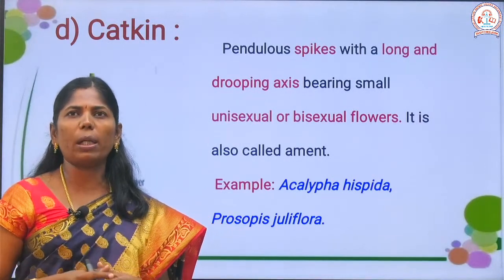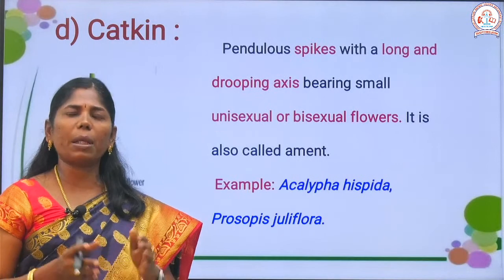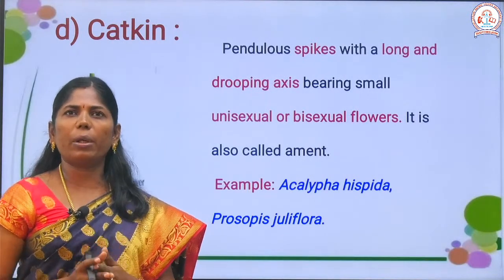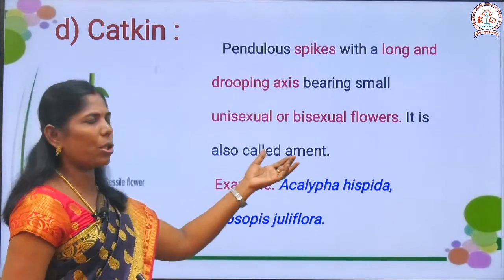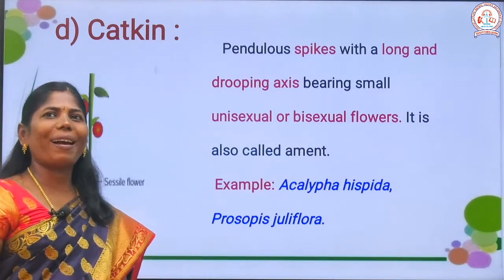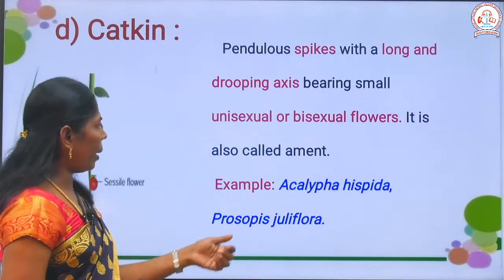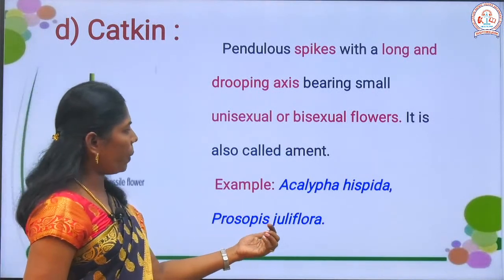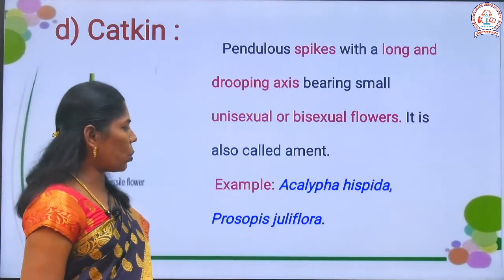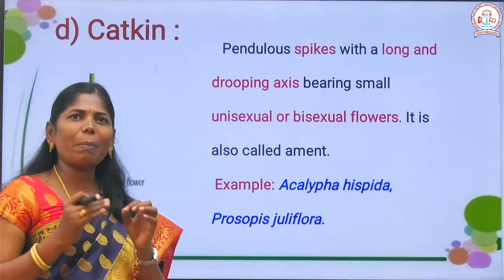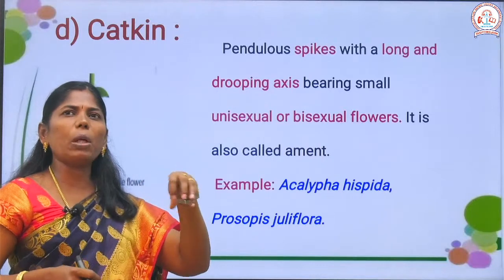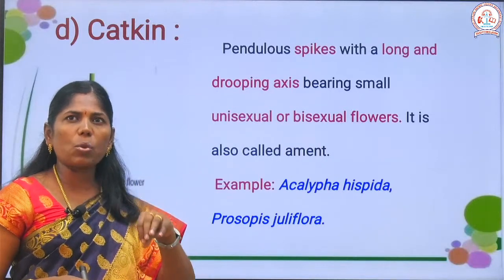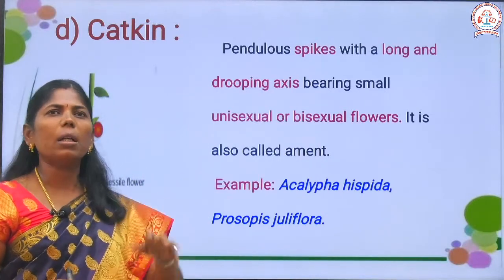That is unisexual or bisexual flowers, mostly unisexual flowers. It is also called an ament. இந்த Catkin க்கு ament அப்படினு ஒரு நேம் உண்டு. Examples: Acalypha hispida and Prosopis juliflora. So the main character of the Catkin is that the inflorescence is a pendulum-like structure, and unisexual or bisexual flowers are present there.